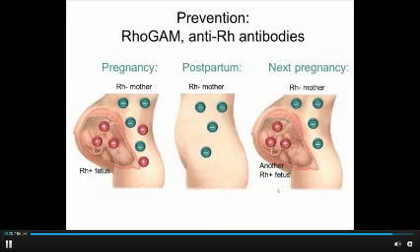Now, when this mother gets pregnant with another Rh positive child, she does not have those antibodies that can be harmful for the second baby. So if you are an Rh negative female, you have to be very much aware of this fact and make sure that RhoGAM is injected in the early postpartum period.